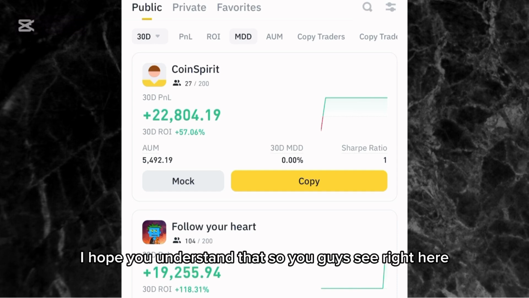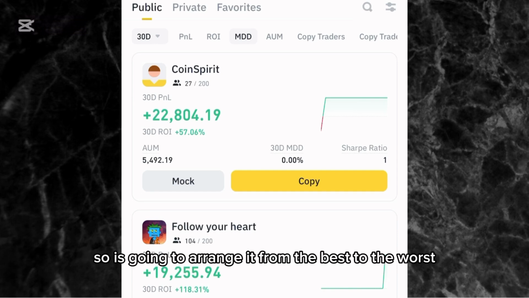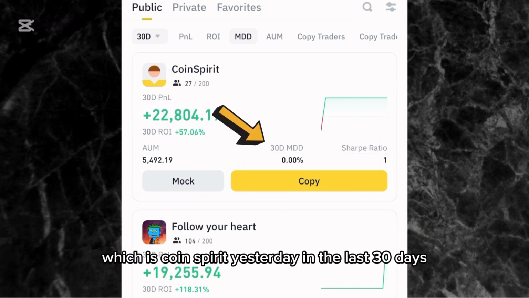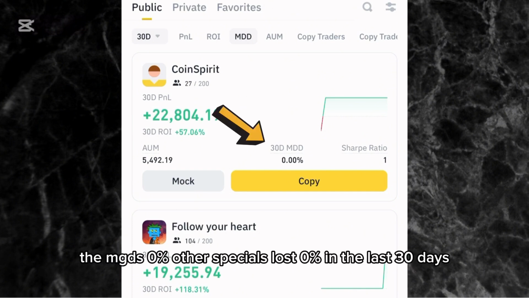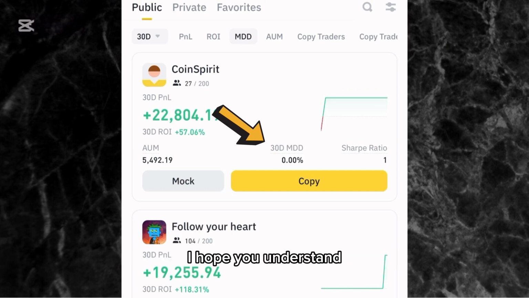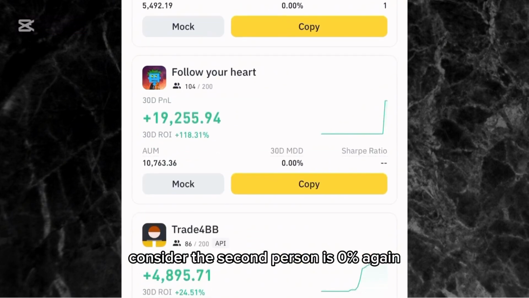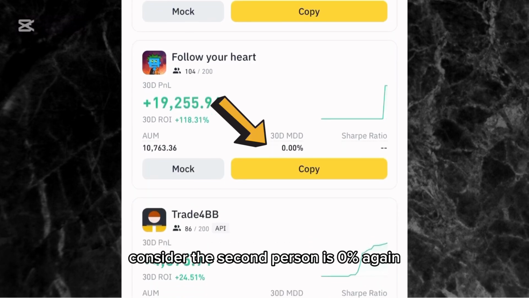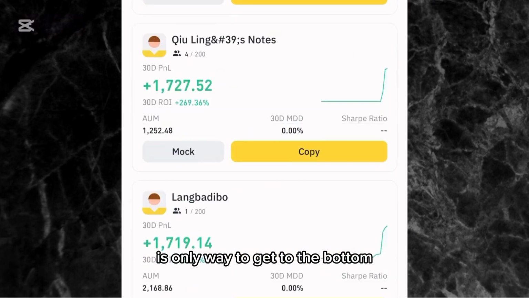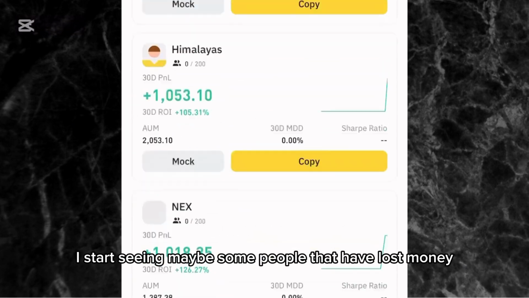You can see right here, it's going to arrange it from the best to the worst. The first person right here, which is Coin Spirit, in the last 30 days, the MDD is 0%. That means this person has lost 0% in the last 30 days. This person has not lost any amount of money in the last 30 days. I hope you understand. And if you come to the second person, it is 0% again. The third person is also 0%. So from the top, it will show you the best. It's only when you get to the bottom that you start seeing maybe some people that have lost money.